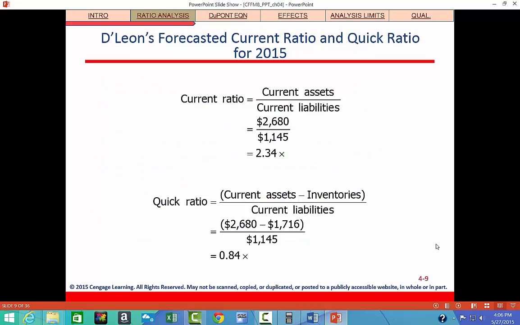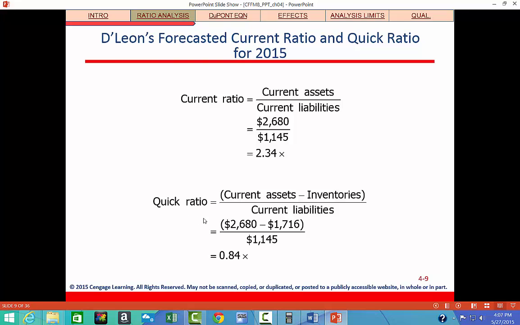So let's look at some liquidity ratios, the current ratio and quick ratio. The current ratio is just current assets divided by current liabilities. And so this is for 2015, and we see that we get 2.34. So we're basically saying that we can cover the current liabilities that we owe 2.34 times over with our current assets.